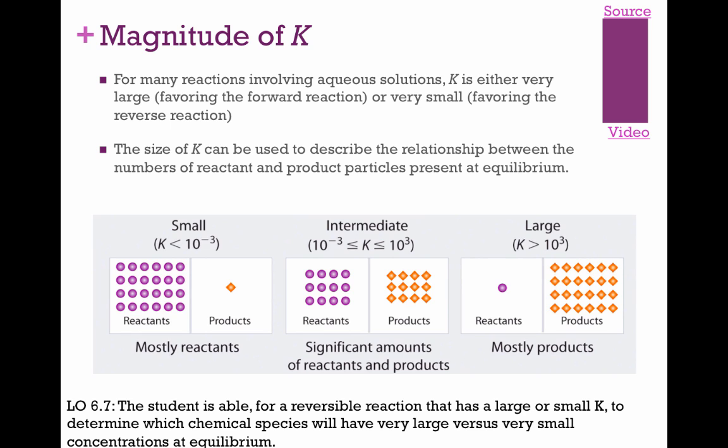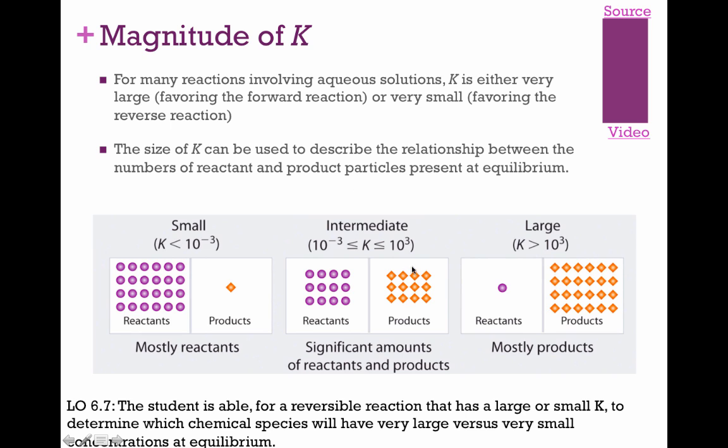So then the magnitude of K, so what K means. K really just tells us what we have more of at equilibrium. If K is small, we have more reactants than products. If it's large, we have more products than reactants. If K equals 1, when K equals exactly 1, we are exactly at equilibrium.